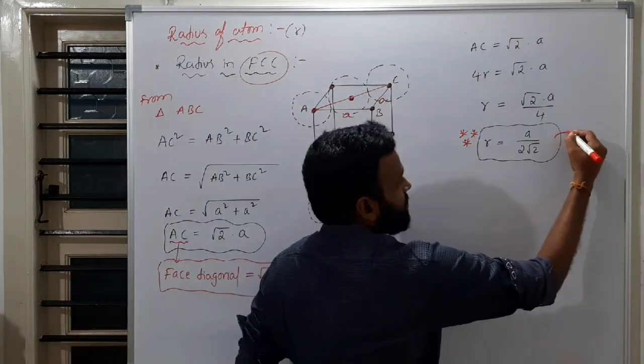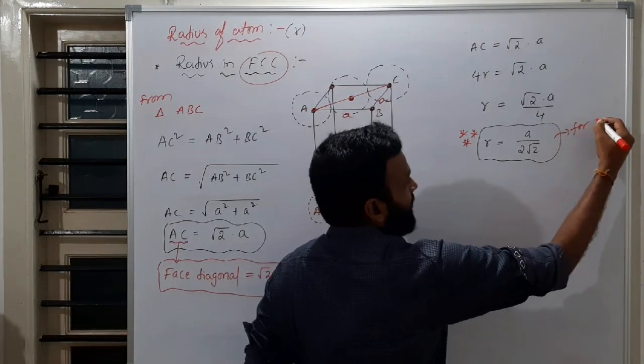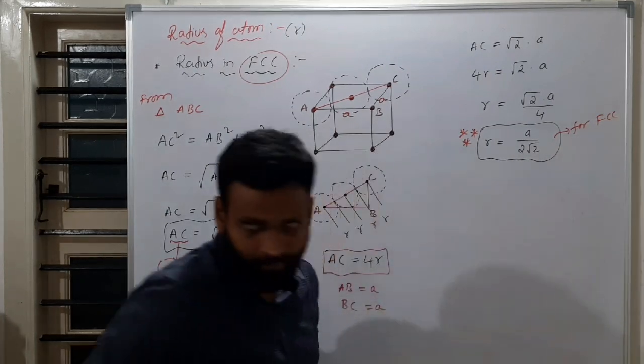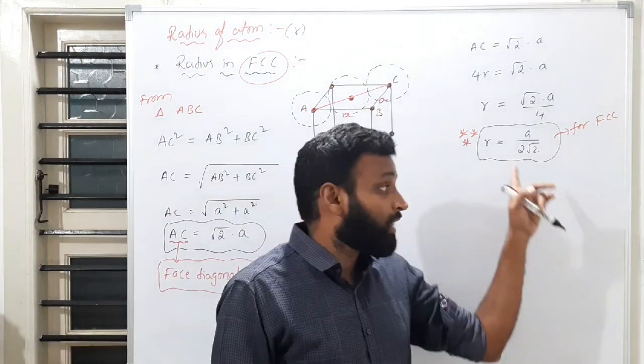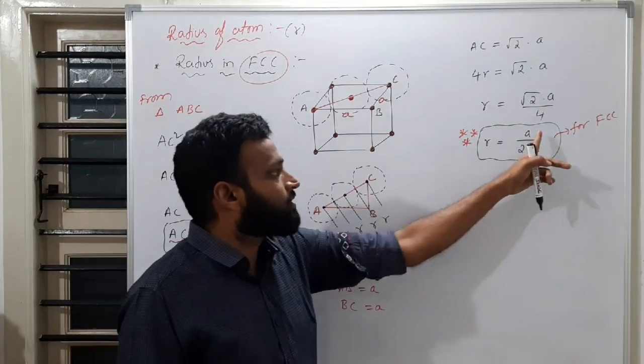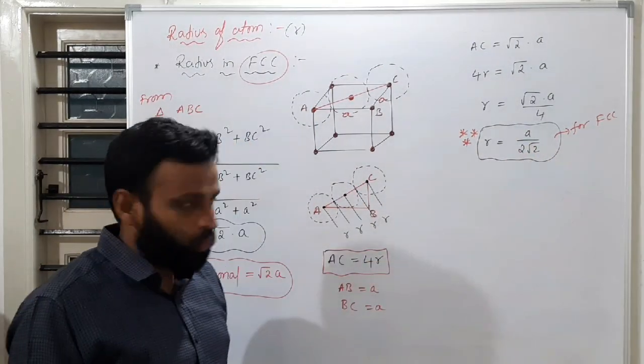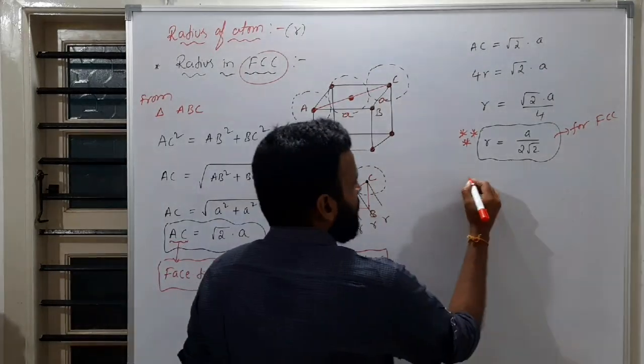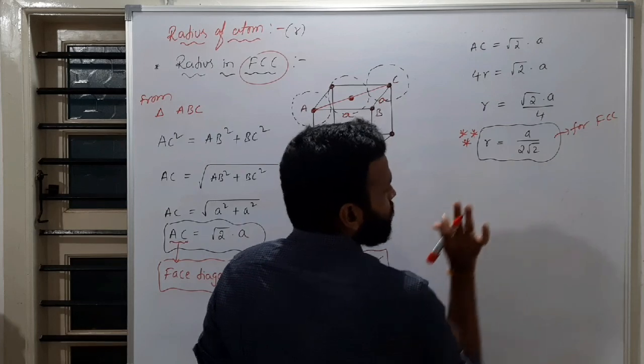This is the radius for whom? Radius of atom in FCC, or for FCC simply. Radius of atom in FCC, you are having R is equals to A by 2 root 2. This is for face centered cubic. So very simple. Now R is equals to A by 2 root 2 you have.